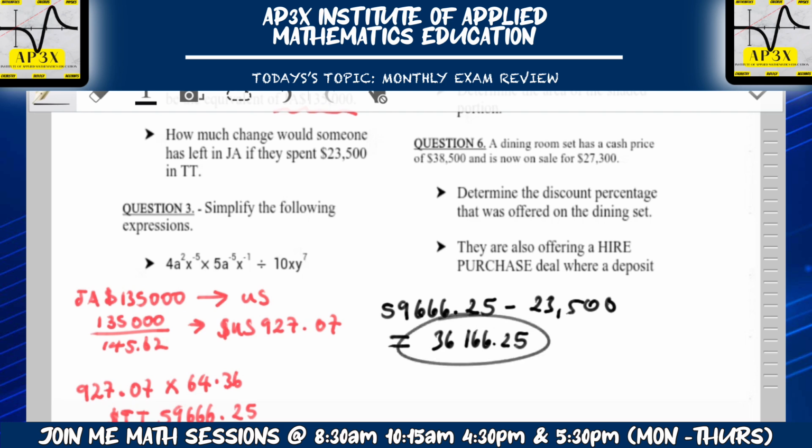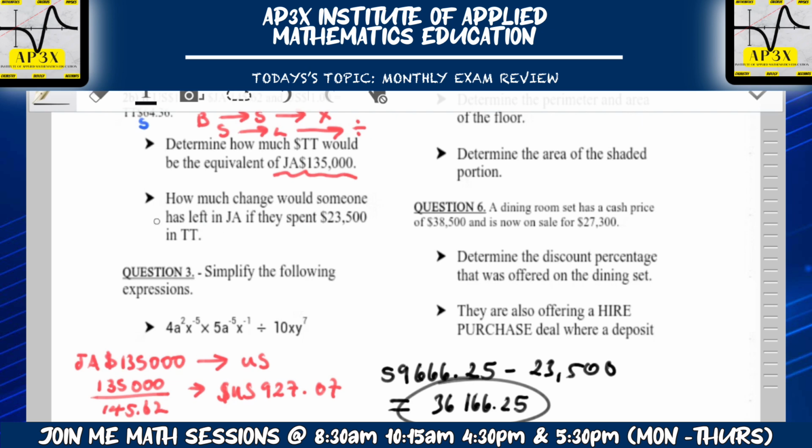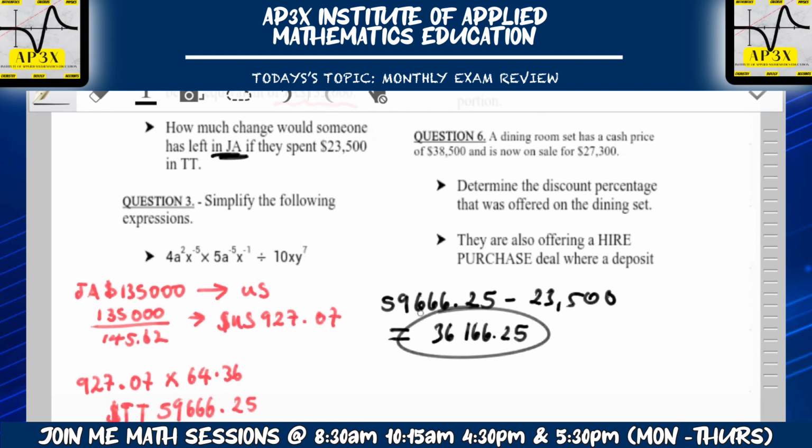So this is what we have left in TT, but the question is asking us how much change, or how much would be left in JA. So now we have to do another conversion, because now we have to convert from TT back to JA. But just like the first step, there's not a direct link between TT and JA. So we're going to have to convert this 36,166.25 TT back to US first of all, and by doing that, we have to divide by the value of 1 US in TT.